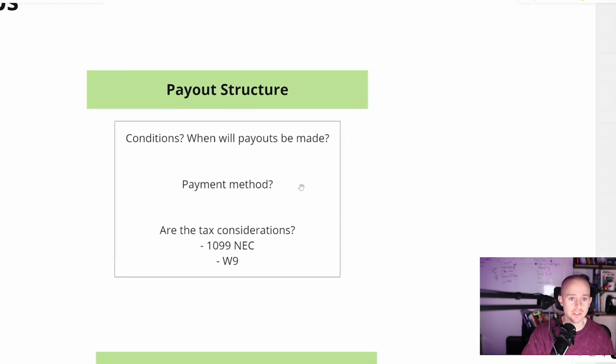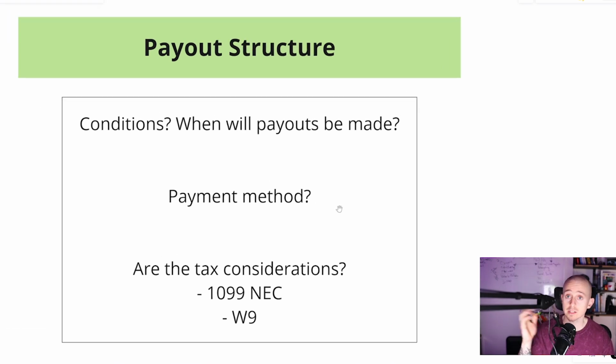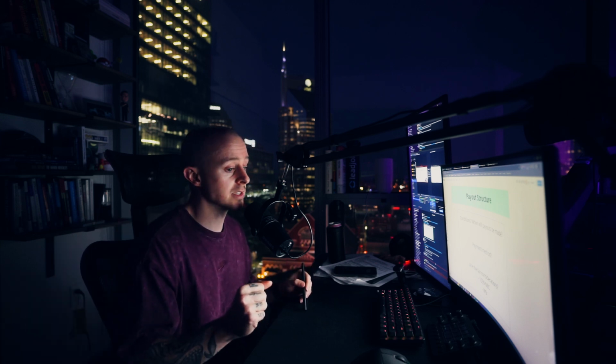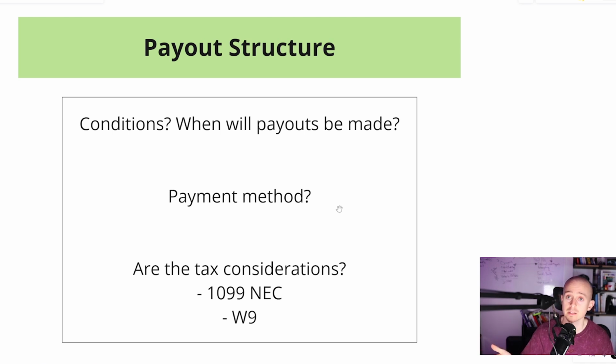The third step in this structure is the actual payout structure. A lot of times you'll have conditions about when payouts will be made. Is it when the contract reaches the entire term that they get a payout? Is it in the first 30 days? When will the payouts actually be made? That will be a question your referral partner will have for you. And for us, it's 30 days.